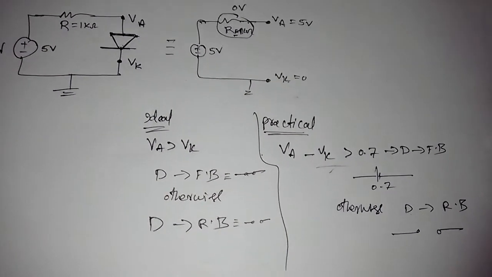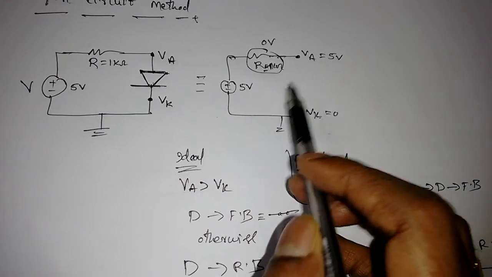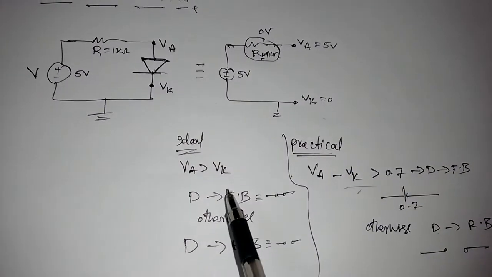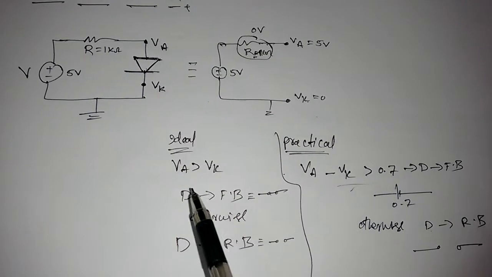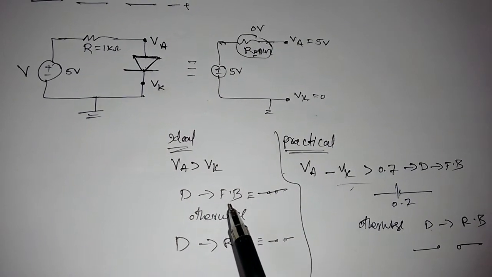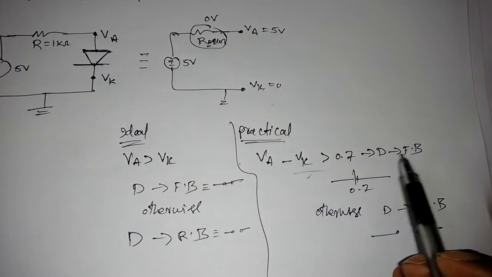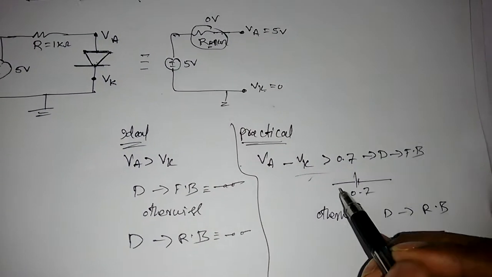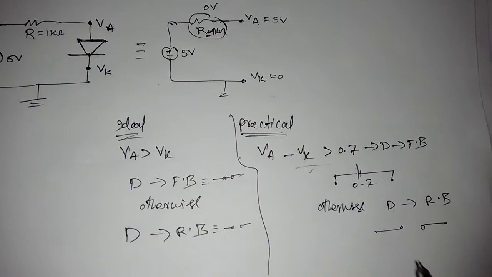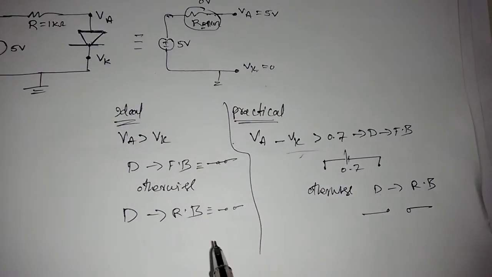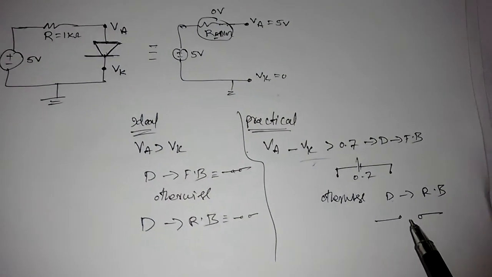So these two conditions we need to verify. Open the diode, find VA and VK, and go with these assumptions. Whenever VA is greater than VK for ideal, you will get forward bias, a short circuit. For practical, VA minus VK should be greater than 0.7, then the diode is forward biased, and we simply replace it with the 0.7 volt. If it is reverse bias, for both conditions it will be an open circuit only.